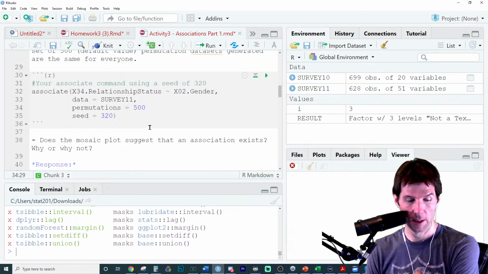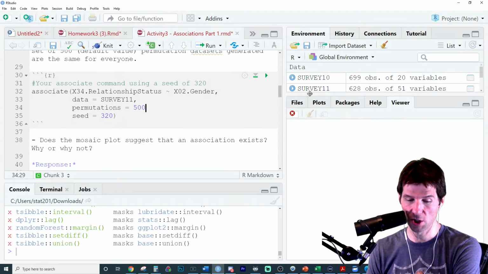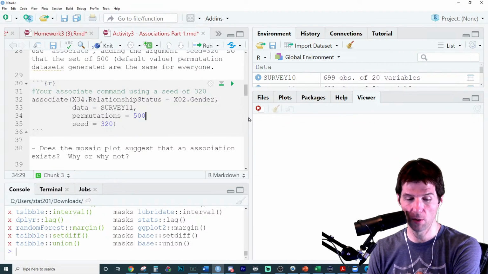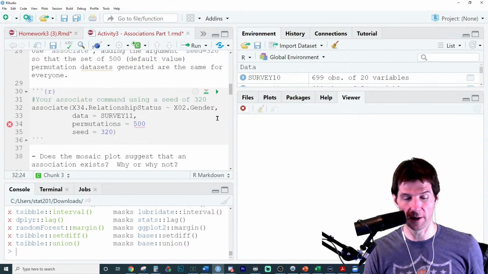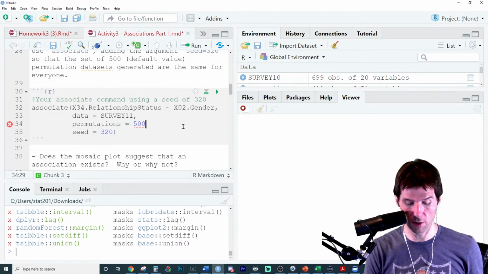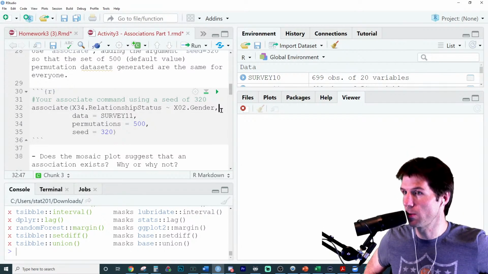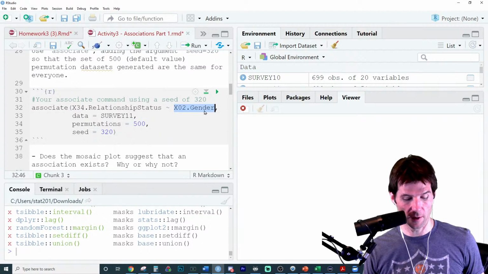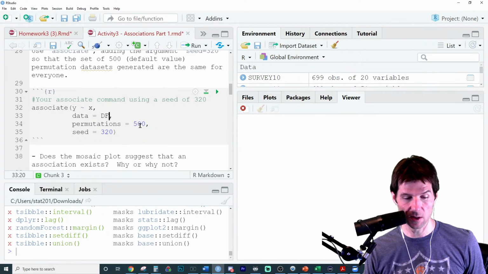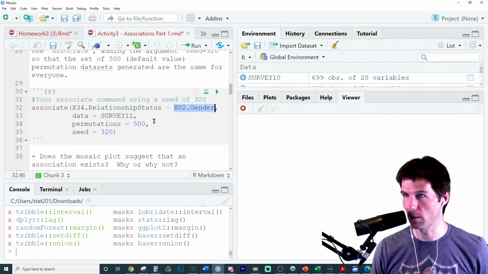Generated for everyone. Does the mosaic plot suggest an association? Oh my gosh, 201 chapter review right here. So we're looking at somebody's gender and their relationship status. Didn't have a comma after that argument. We're looking at someone's gender and their relationship status. Gender is the X variable. Relationship status is the Y. The data frame is this. We're running 500 permutations, and this sets the randomness so we get the same randomness.